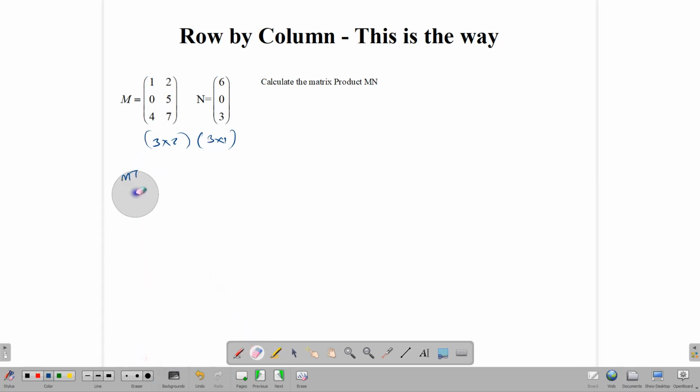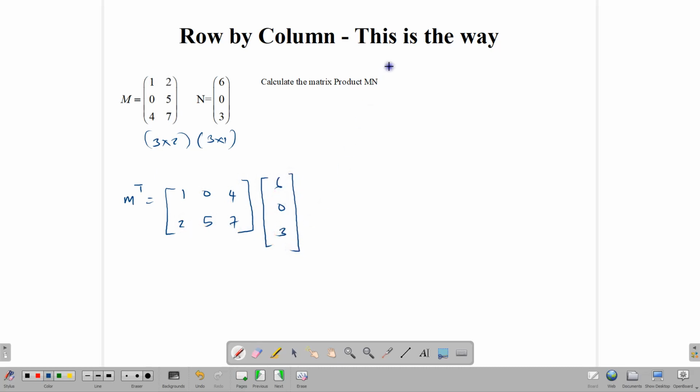M transpose becomes, we take this column and turn it into a row, and this column and turn it into a row. So this first column becomes the first row, 1, 0, 4, and this second column becomes the second row, 2, 5, 7, and we're now going to multiply it by 6, 0, 3. So we have the matrix product Mn.